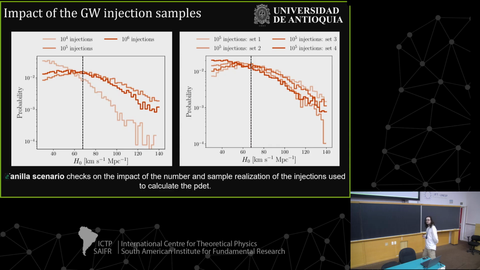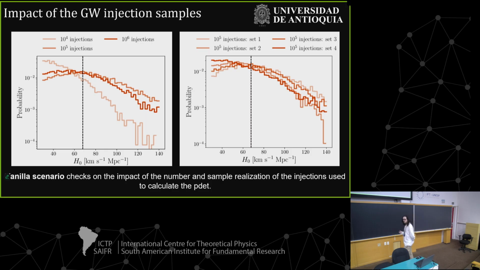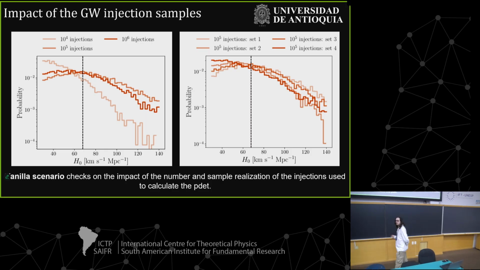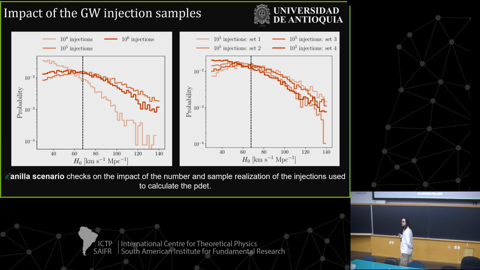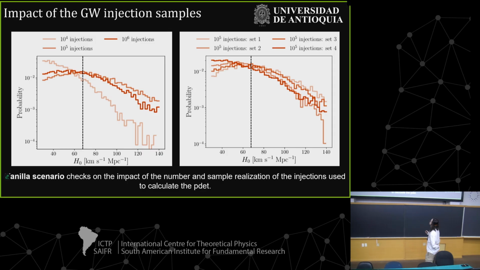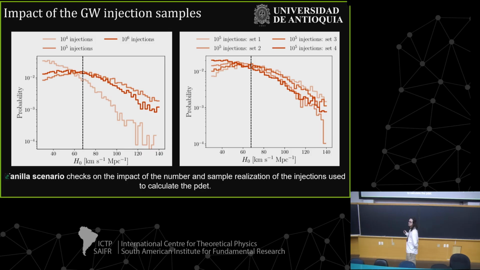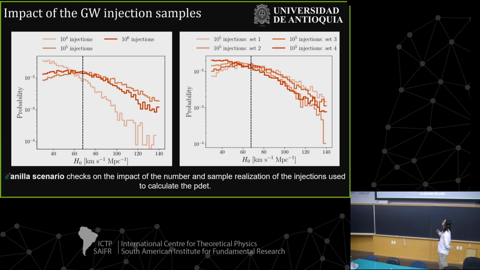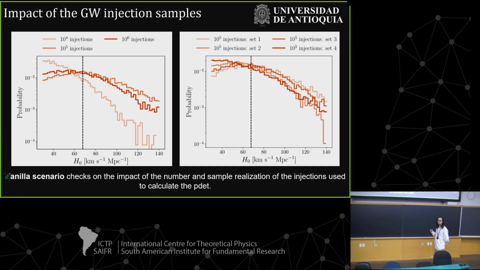There were some statistical tests done on this event. For example, the number of injections. These injections are the number of simulated events that are used to compute the probability of detection. This is to compute the selection effects that I was mentioning for the likelihood. When you have around 10 to the 5, 10 to the 6 injections, your result starts to become consistent. Starting from 10 to the 5 injections, you have a result which works fine.